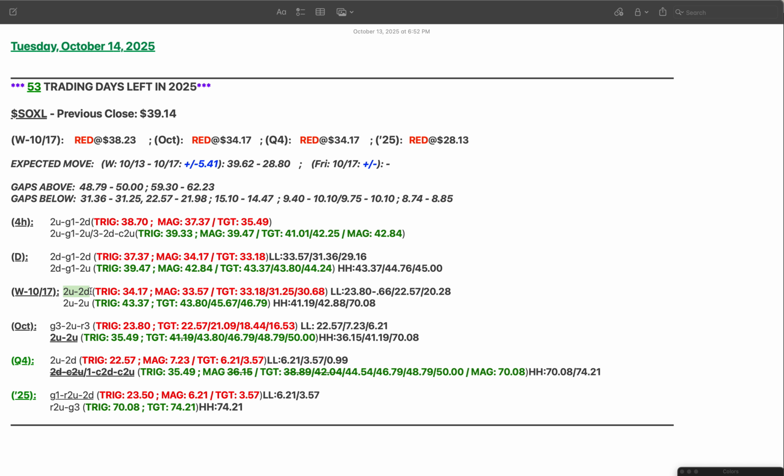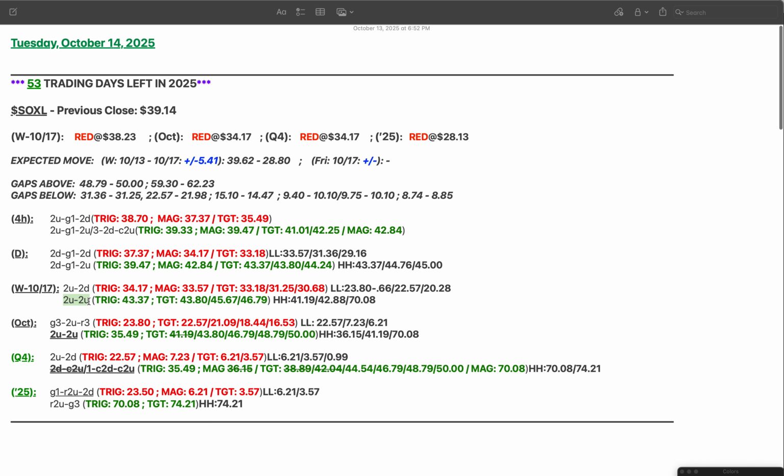From the week perspective, we're inside on the week, so we're still waiting for it to trigger. If it goes 2 up, 2 down, that triggers at 34.17, magnitude of 33.57. And we've got our extended targets of 33.18, 31.25, and 30.68. If we do trigger to the upside, that gives us a 2 up, 2 up, triggering at 43.37, with extended targets of 43.80, 45.67, and 46.79.